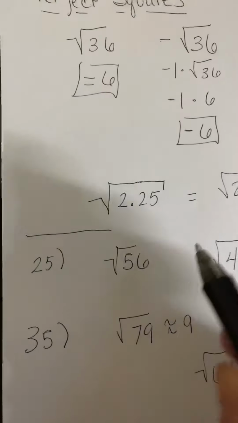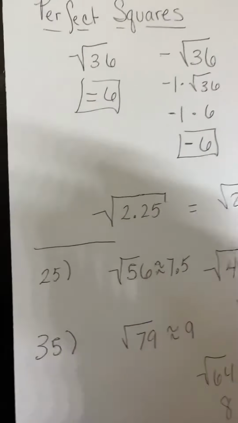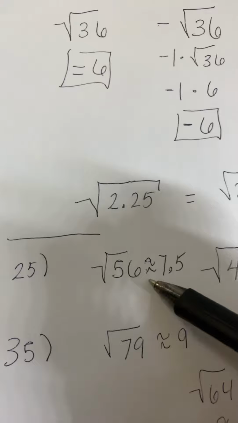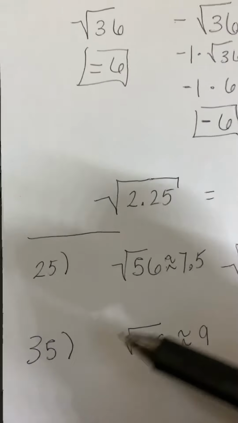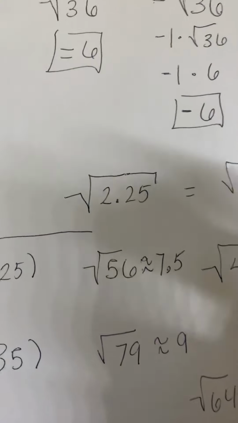Okay? So this one, remember, we said was approximately 7 5/10, because remember, question 25 said round to the nearest tenth. Question 35 said round to the nearest whole number. So that's how you're going to do those.